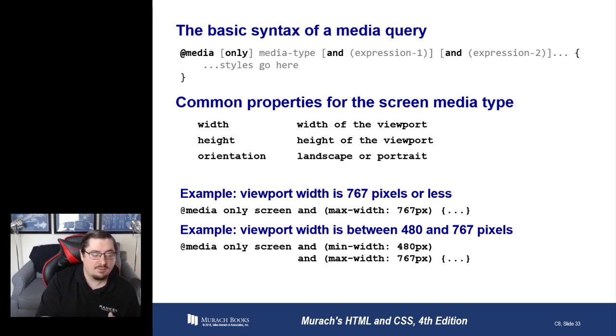On the contrary, I can say min-width, and that would say it's this size or bigger. If the screen is at least this wide. I can use those things together, the min and the max, to say the screen size has to be between these two. So if it's 480 pixels or bigger, but smaller than 767, I can say min is 480, max is 767. So anything that's in between there, that's where we're going to apply it.